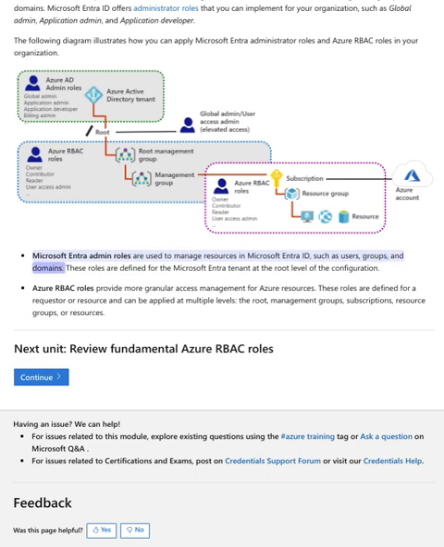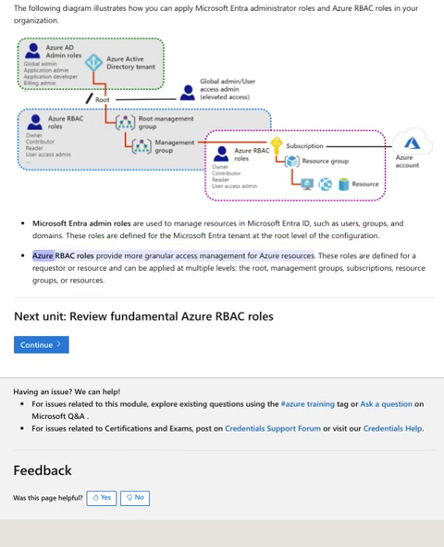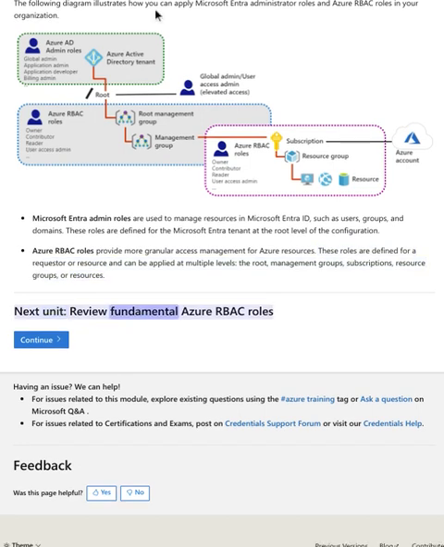These roles are defined for the Microsoft Entra tenant at the root level of the configuration. Azure RBAC roles provide more granular access management for Azure resources. These roles are defined for a requester or resource and can be applied at multiple levels: the root, management groups, subscriptions, resource groups, or resources. Next unit, review fundamental Azure RBAC roles.